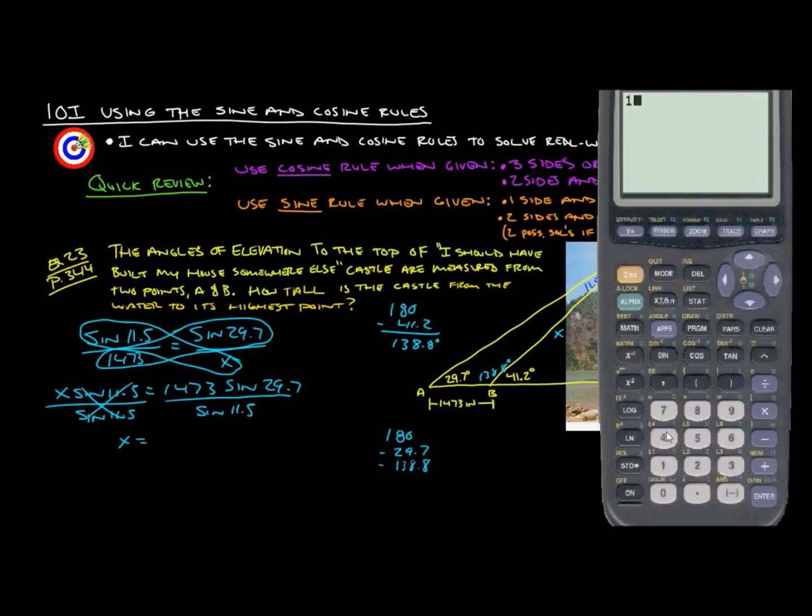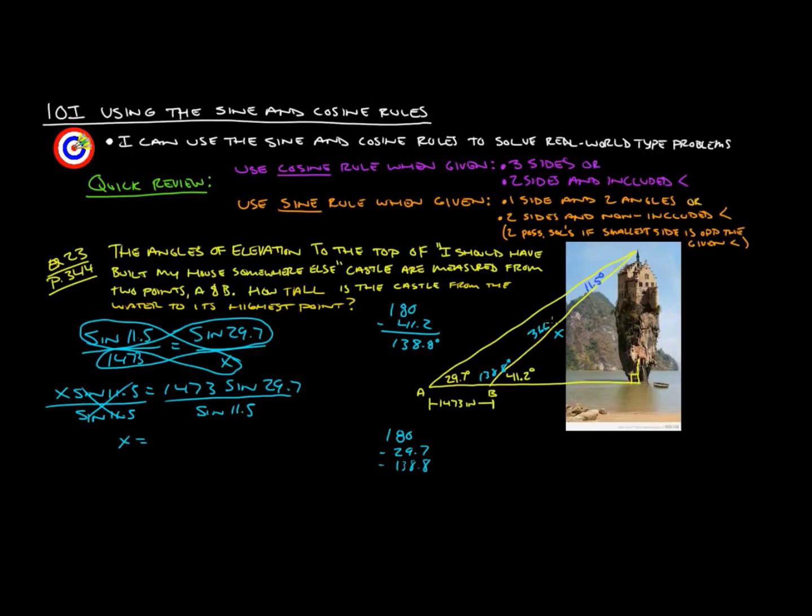We've got 1473 times sine of 29.7. That gives us 729.8. Now we want to divide that by the sine of 11.5, and that gives us 3661, we'll call it. Okay, so this is 3661.